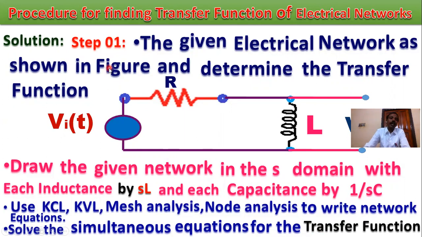So this is step 1. This is the given electrical network. Then draw the given network in the S domain. This is the time domain, so draw the time domain circuit as an S domain circuit, where for inductance put SL and for capacitance put 1 by SC. Then use KCL, KVL, mesh analysis, or node analysis to write the network equations, and solve the simultaneous equations for the transfer function.